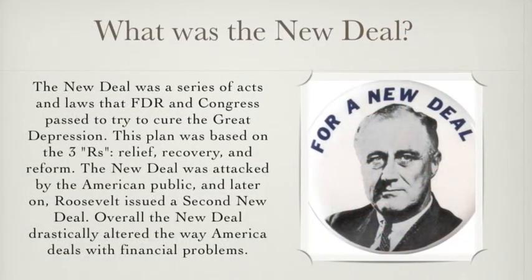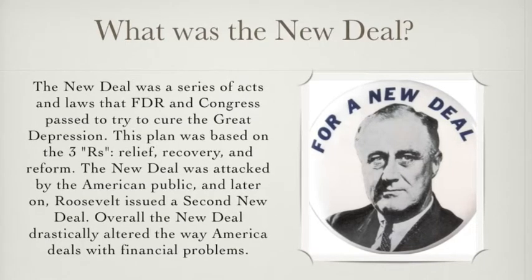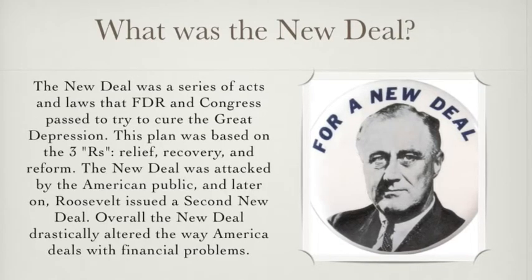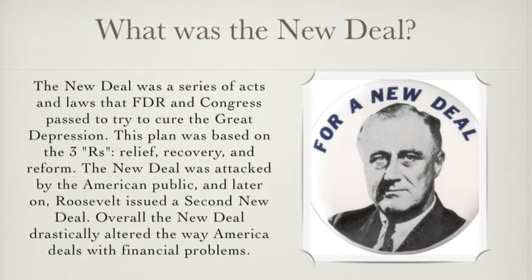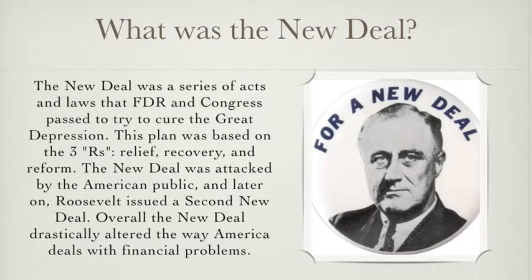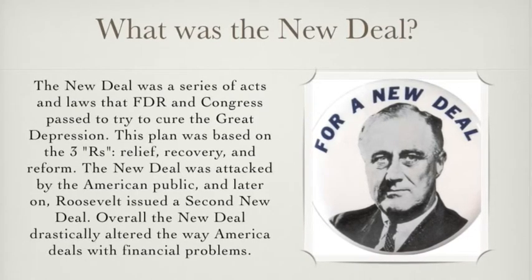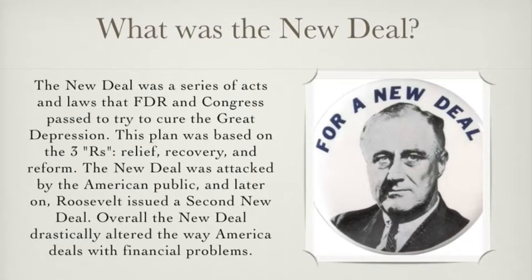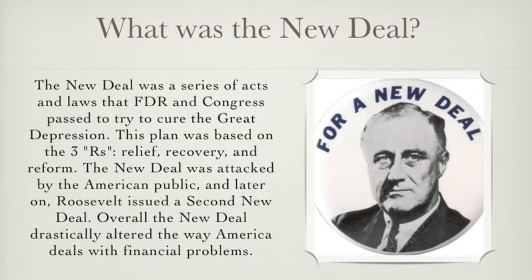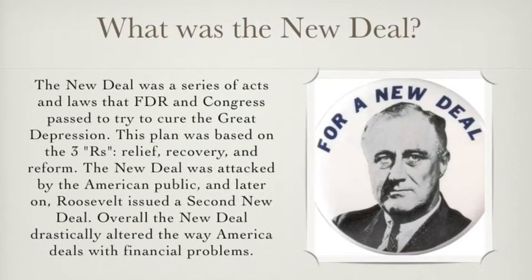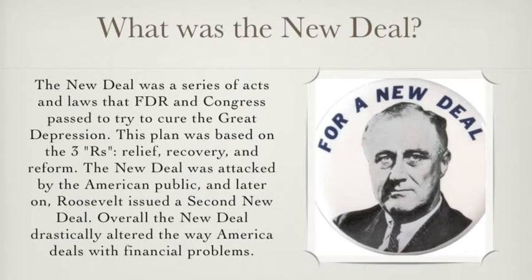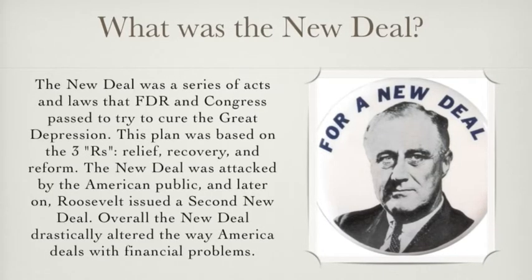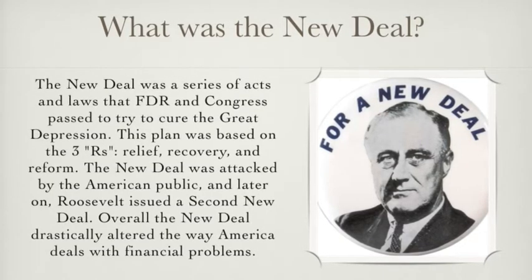What was the New Deal? The New Deal was a series of acts and laws that FDR and Congress passed to try to cure the Great Depression. This plan was based on the 3 R's: relief, recovery, and reform. The New Deal was attacked by the American public, and later on, Roosevelt issued a second New Deal. Overall, the New Deal drastically altered the way America deals with its financial problems. In the next slides, we explain some of FDR's New Deal programs.